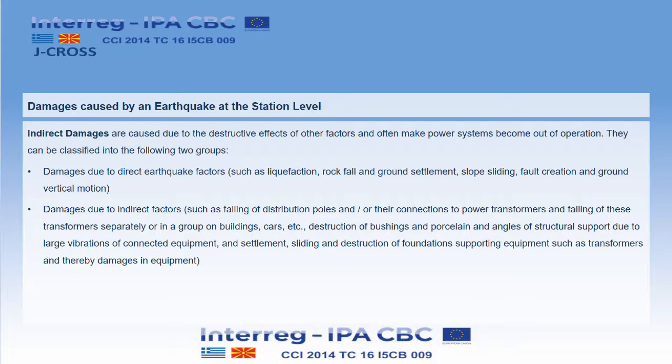and falling of these transformers separately or in a group on buildings, cars, etc. Destruction of bushings and porcelain and angles of structural support due to large vibrations of connected equipment, and settlement, sliding and destruction of foundations supporting equipment such as transformers and thereby damages in equipment.